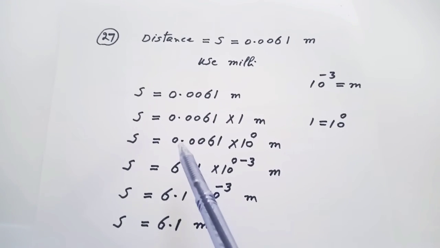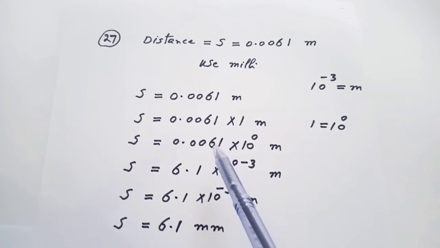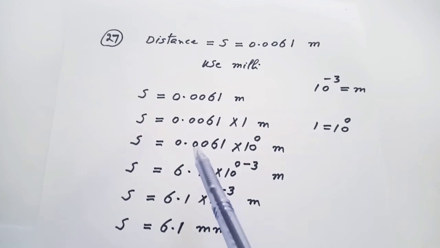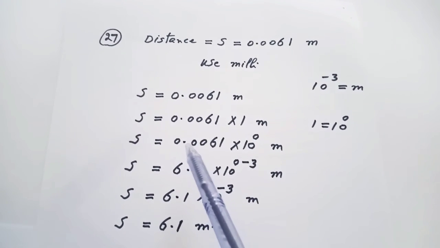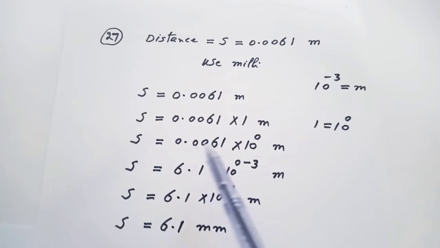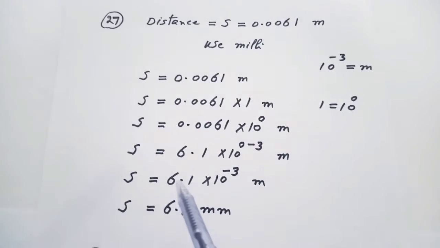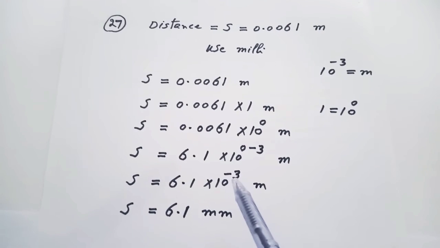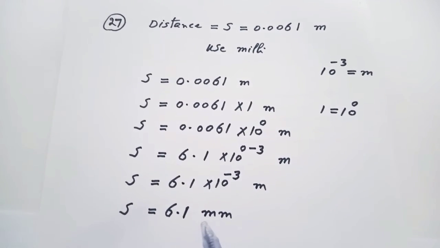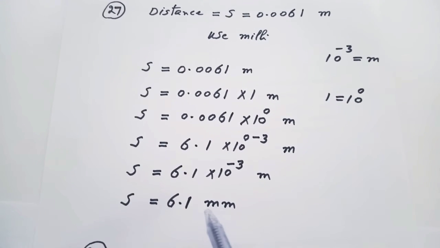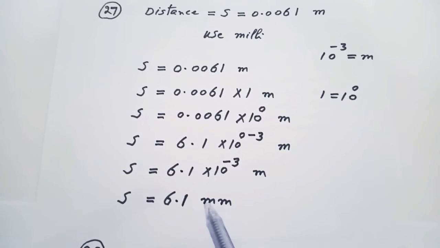And when we shift the point from this location to this location, then the power will decrease by 3. Here we shift the point through the 3 digits, then the power will decrease by 3. So here 6.1 multiplied by 10 power minus 3, and 10 power minus 3 is milli. So here we use milli as the prefix. So distance is 6.1 millimeter. So milli is the prefix used here.